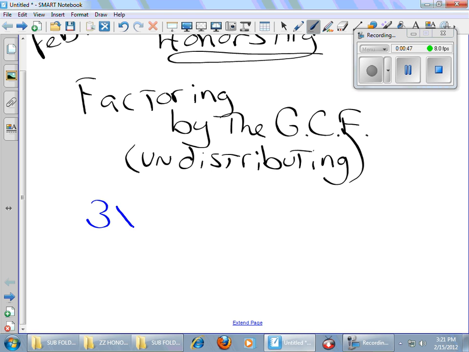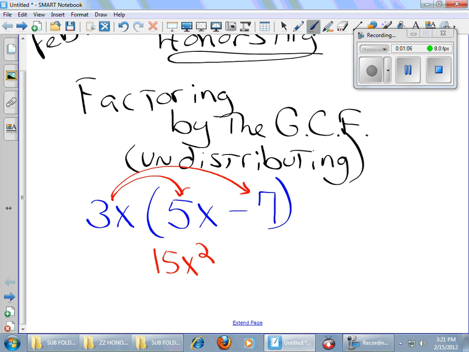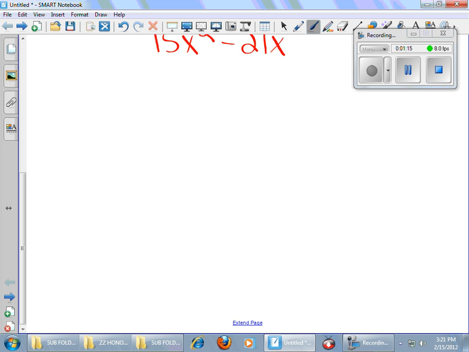Let's say we have 3x times the quantity of 5x minus 7. Well, I know that all of you know you must pass out candy to everybody in the row. In other words, you must multiply everything in the quantity by what's in front of the quantity. So 3x times 5x would give me a 15x squared, and 3x times a negative 7 would give me a negative 21x. That's distributing, right? Factoring by the GCF is kind of like undistributing.